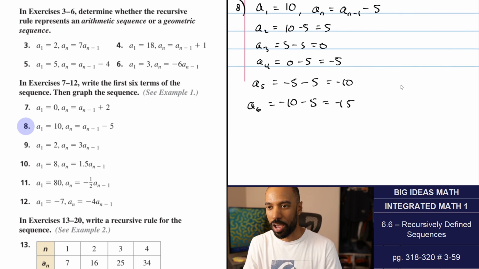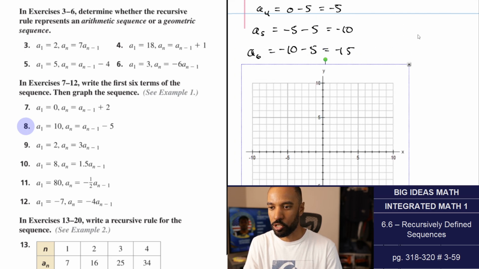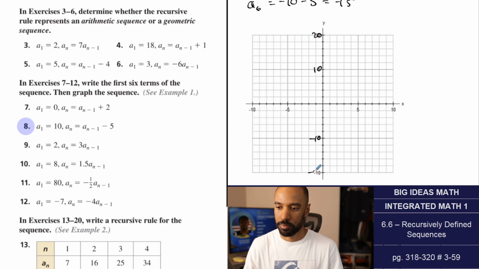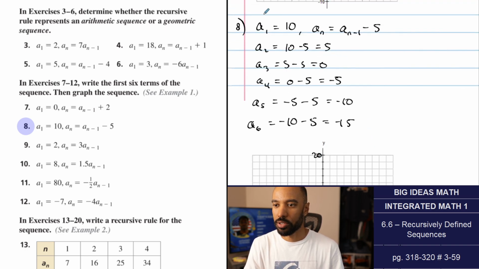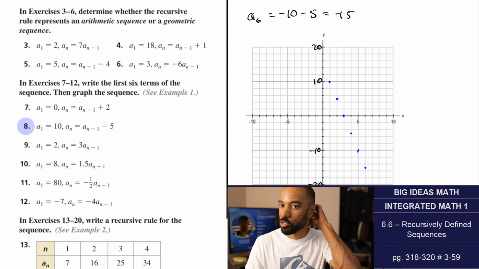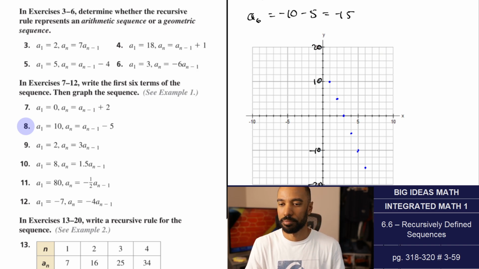Shoot, I wish I had the tall graph paper to use this time. I guess I'll just scale this by 2s this time. So on this one, we'll go 10 and 20, like so. And we're going to start at 10 on the first term, and then it goes down by 5s each time. So 10, and then 5 is halfway in between like that, and then 0, and then negative 5, negative 10, negative 15. So also linear nature being an arithmetic sequence.